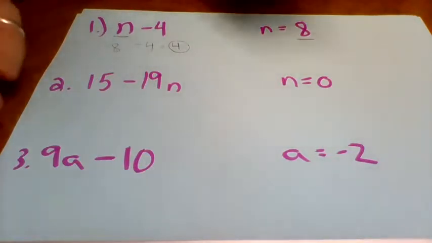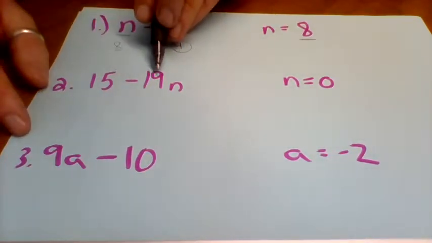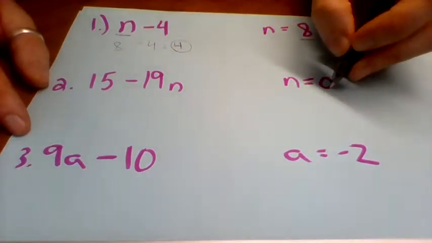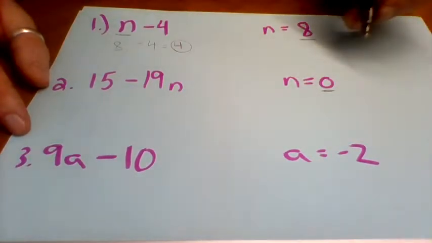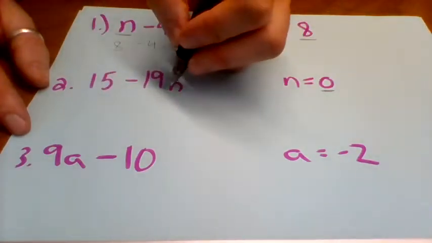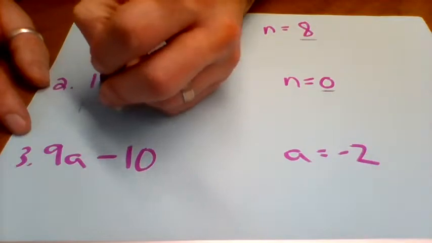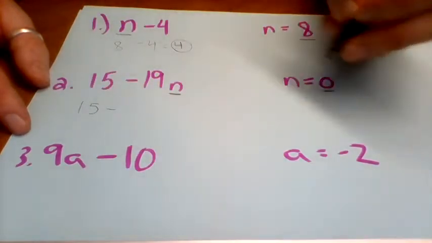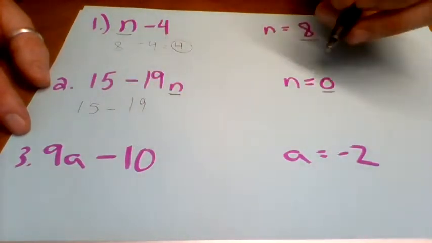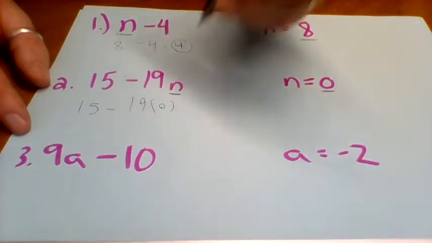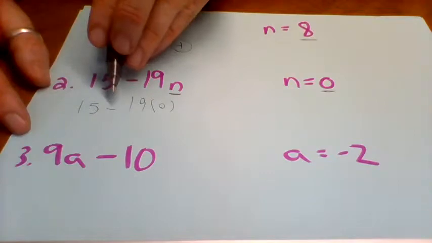My next one says 15 minus 19 times n, and n is equal to 0. So I underline my 0, because I'm going to switch it out with my variable over here in my expression, which is n. So now I rewrite. I bring down my 15 minus, and now I have 19. And remember that anytime we switch out a variable, we're going to put it in parentheses, times 0. I have 15 minus 19 times 0.